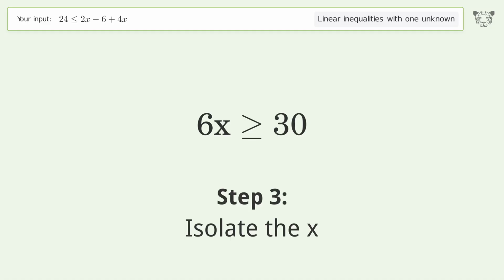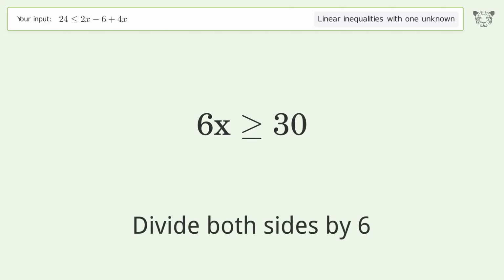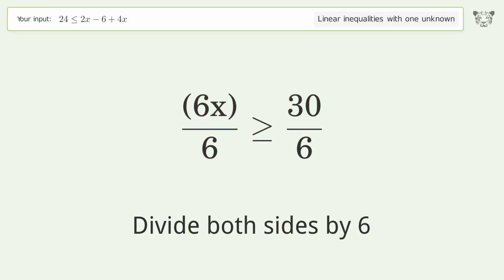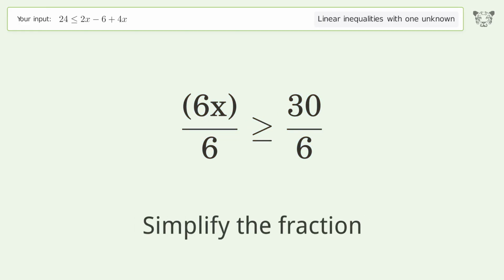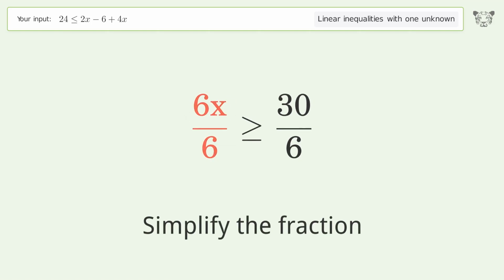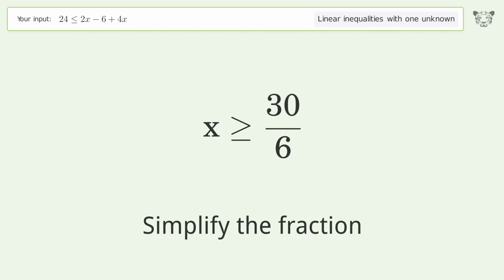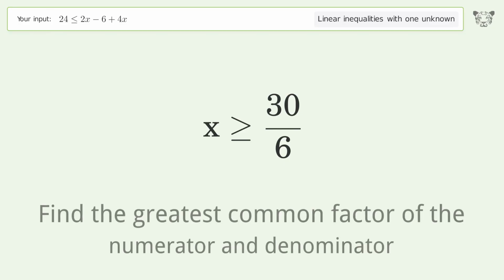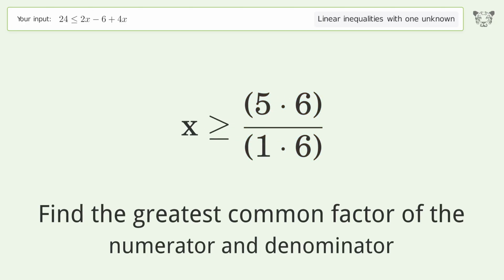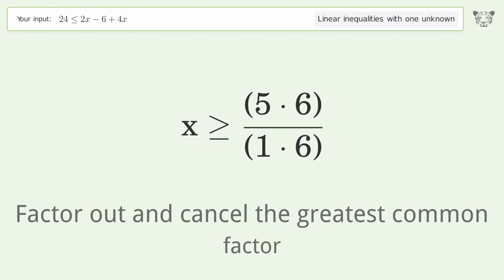Isolate the x. Divide both sides by 6. Simplify the fraction. Find the greatest common factor of the numerator and denominator. Factor out and cancel the greatest common factor.